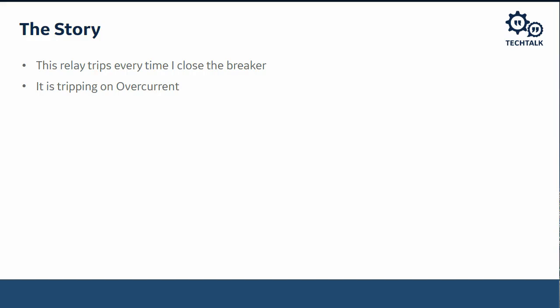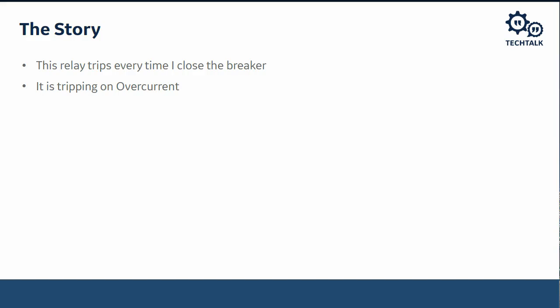The rest of the 750s are not tripping at the site. It's only this particular one tripping on overcurrent. So that's the only thing that seems suspicious, and it looks like it's been there since the plant was installed, since it's a new plant, and it's only happening when they close the breaker, right?